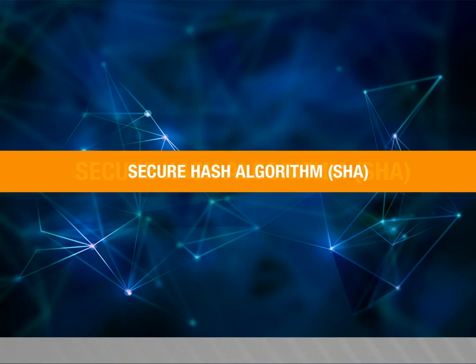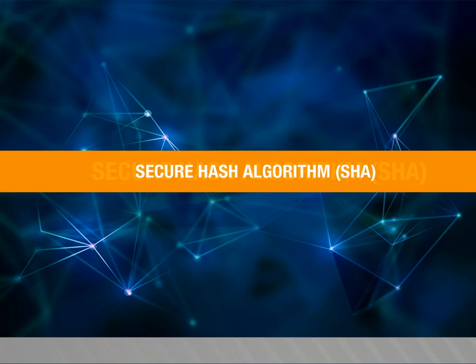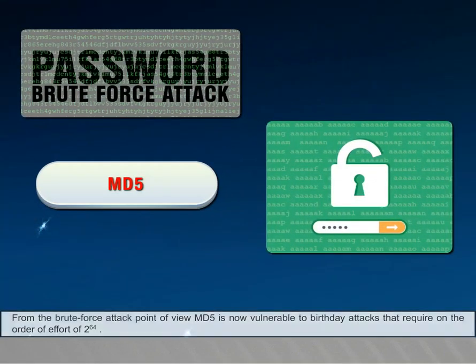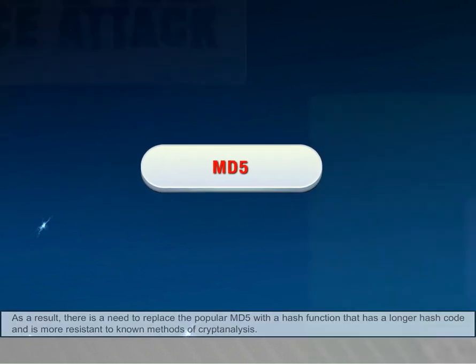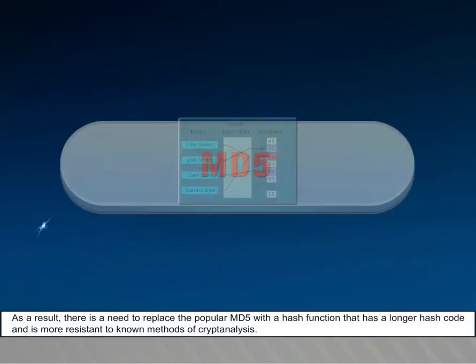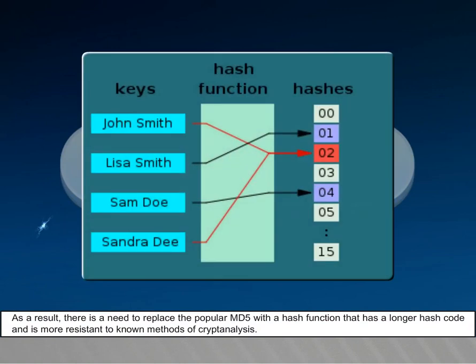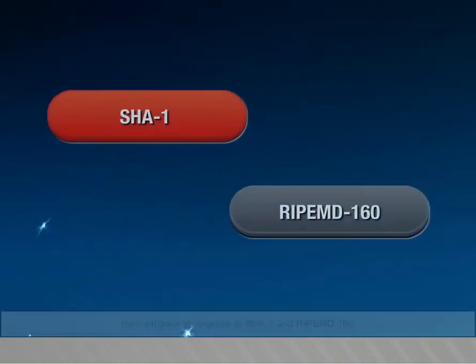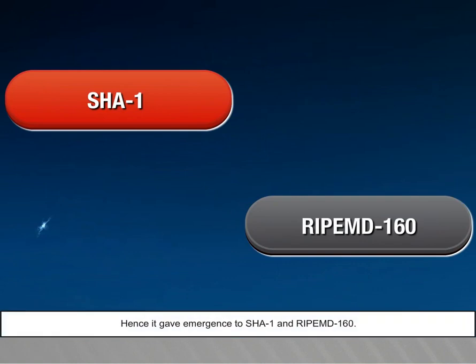Secure Hash Algorithm, SHA. In this animation, we are going to learn about the secure hash algorithm. From the brute force attack point of view, MD5 is now vulnerable to birthday attacks that require on the order of effort of 2^64. As a result, there is a need to replace the popular MD5 with a hash function that has a longer hash code and is more resistant to known methods of cryptanalysis. Hence, it gave emergence to SHA-1 and RIPEMD-160.